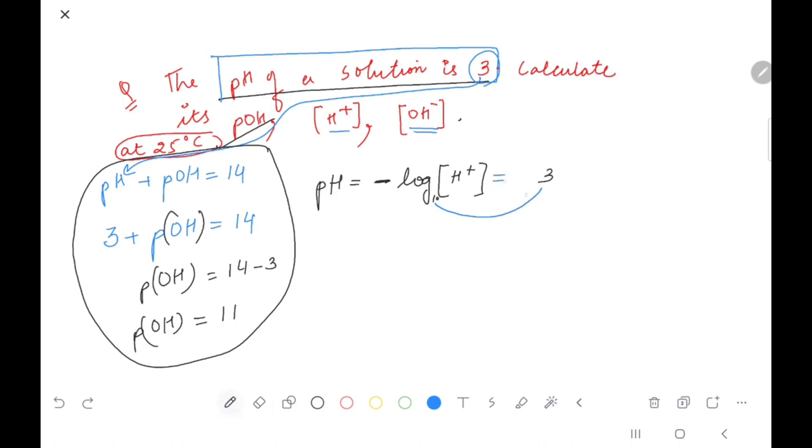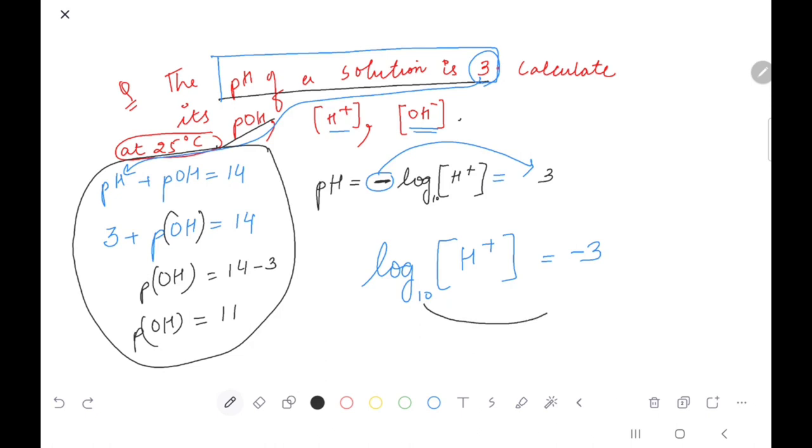because it is equal to 3? So 10 raised to power. So what am I supposed to do? Just have a look here. I'm going to say just bring this minus here. So this becomes log of H plus ion concentration to the base 10 is minus 3. Yes or no? Yes. And thereby 10 raised to power minus 3 shall give me H plus. So what shall be H plus? H plus shall be 10 raised to power minus 3, isn't it?